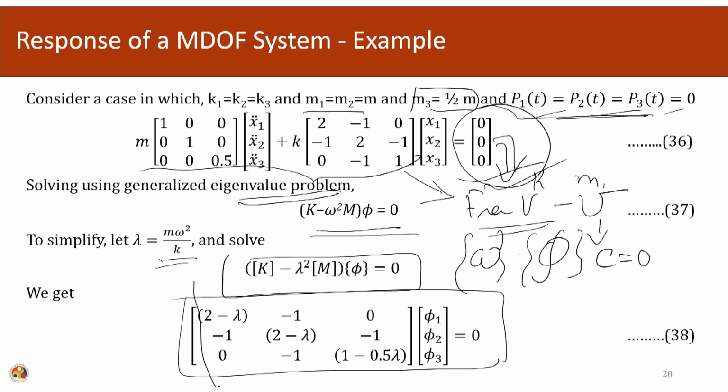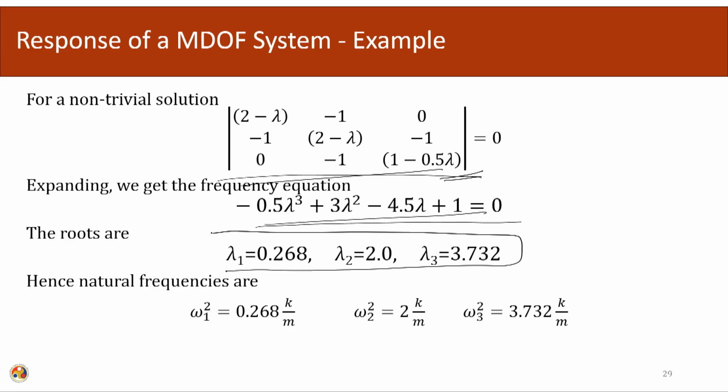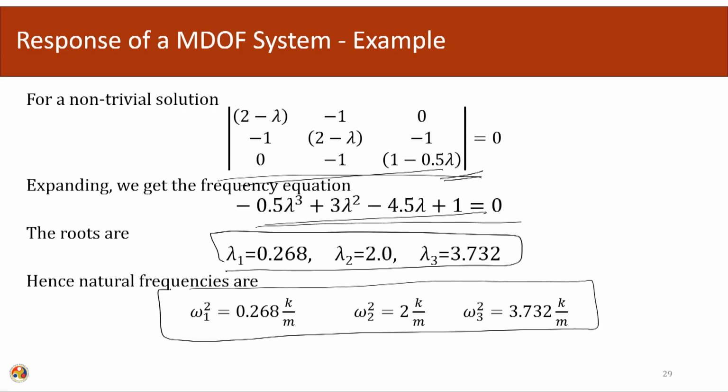For a non-trivial solution, the determinant of this particular matrix should be equal to 0. Det of this has to be 0. So we evaluate the determinant of the system and get a cubic equation, and we solve for the roots of the equation. From the roots, we get the value of the frequency of the system.